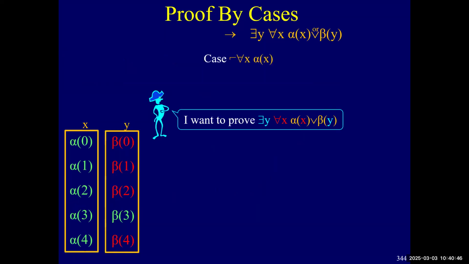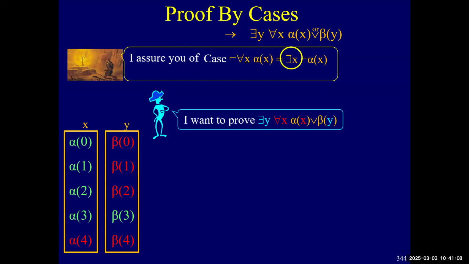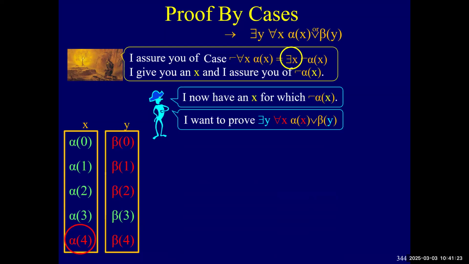All right, so now we have this other case. Now we know that none of the alphas are true, right? We don't like this negation in front, so we turn it into an exists. And what does this oracle do? This oracle assures us that there exists some x, there exists some alpha that's not true. So she can give it to me. So from this oracle, I have an x for which alpha is not true. Now that's not going to help me with the alpha side.